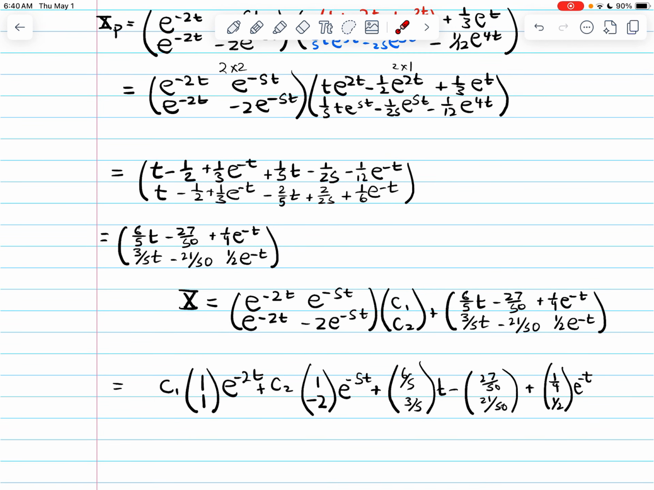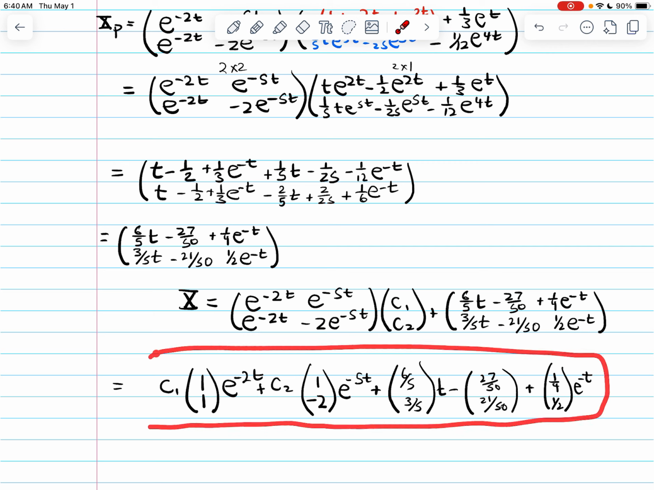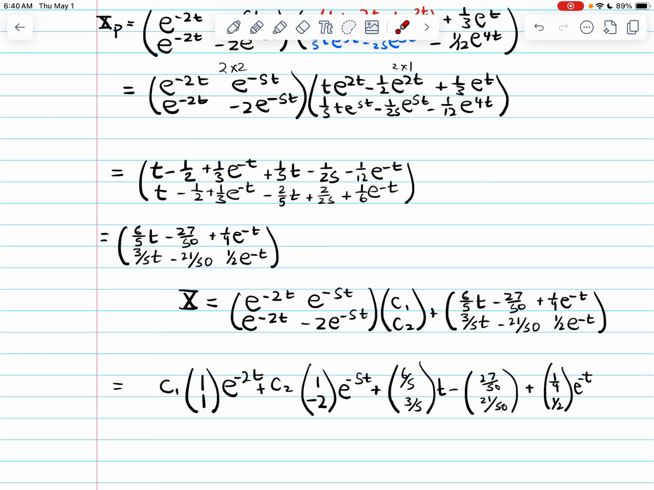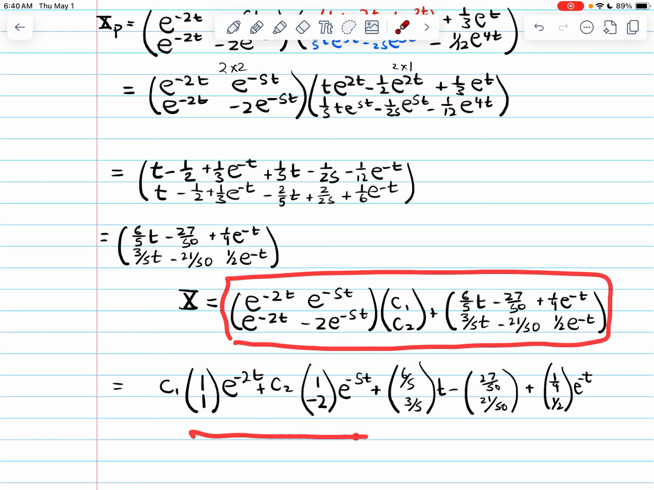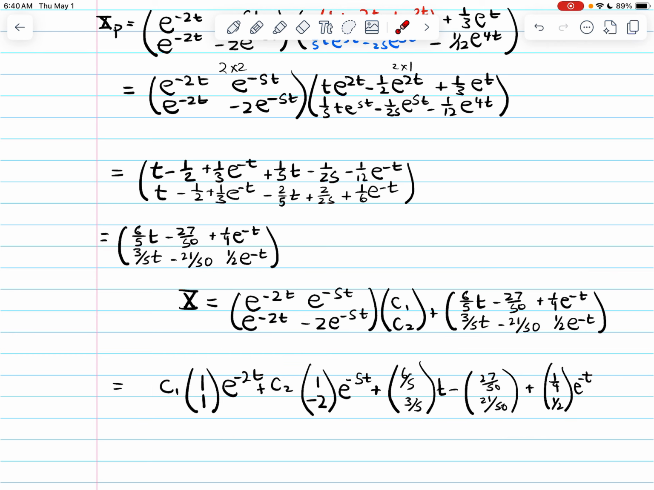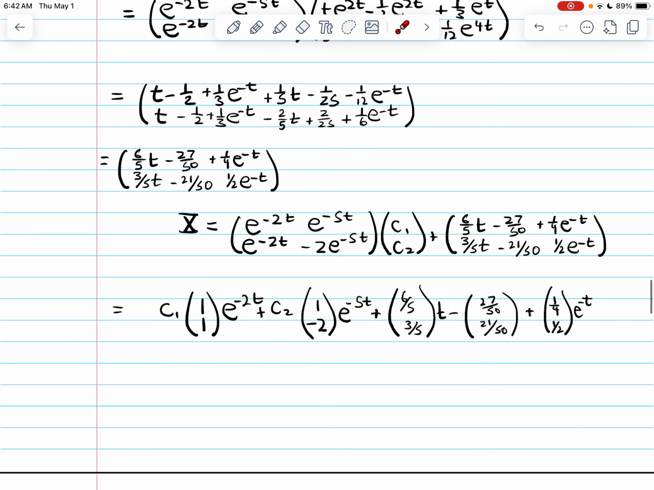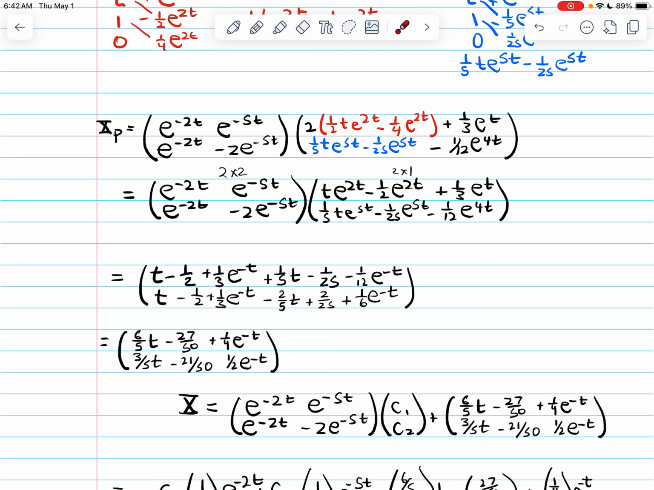Now you could work with that and rewrite it all this way if you wanted to. But that's up to you. I'm not sure what you would prefer, but this is one way that you can write this solution. And that is your general solution. So you can see, quite a bit of algebra in here, but the concepts are simple.